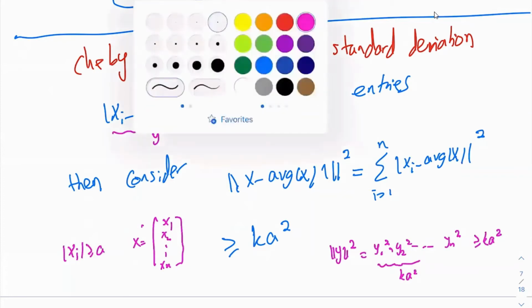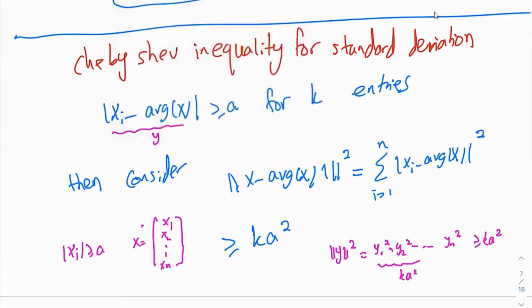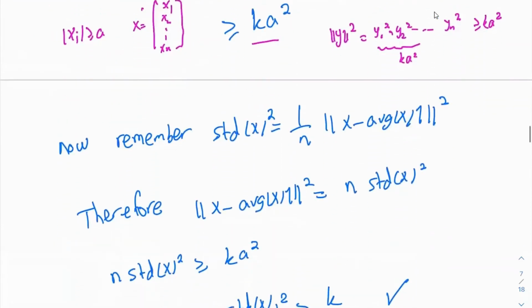The same thing is here. So just replace y by the equivalent, x minus the average of x. We consider this norm and write it based on the equivalent. Now we are all experts in this, based on the component-wise definition of the norm. And this is greater than or equal to ka squared, right? Nothing new.